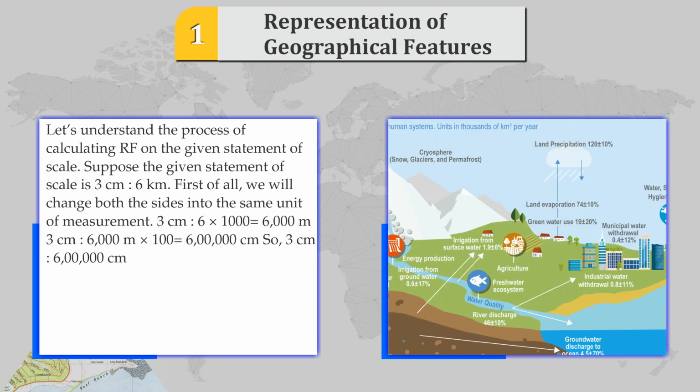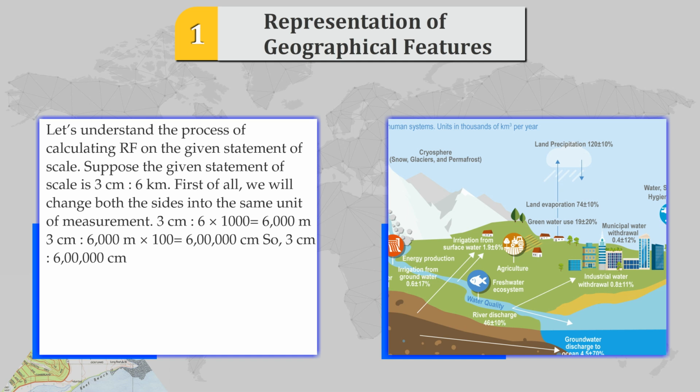Let's understand the process of calculating RF on the given statement of scale. Suppose the given statement of scale is 3 cm ratio 6 km. First of all, you will change both of the sides into the same unit of measurement. 3 cm ratio 6 into 100 equals 6000 meter. 3 cm ratio 6000 meter into 100 equals 6 lakh centimeter.